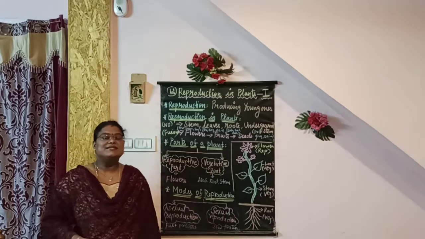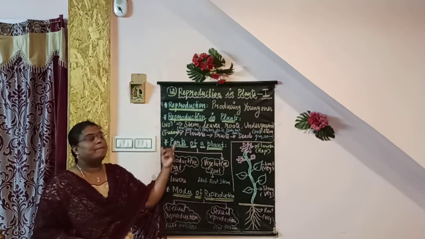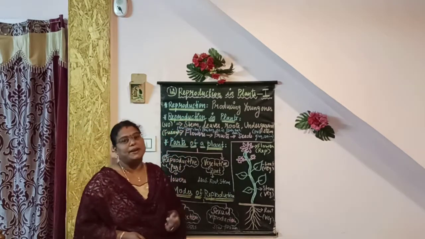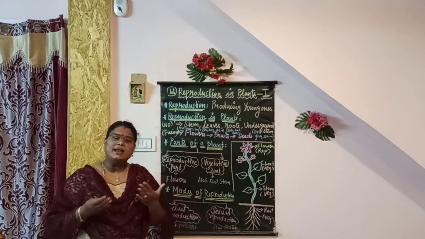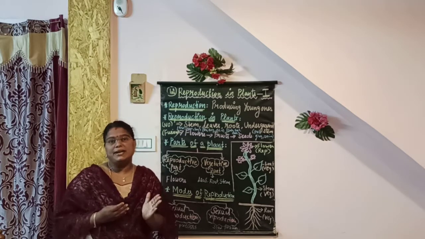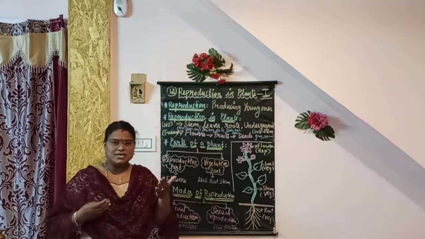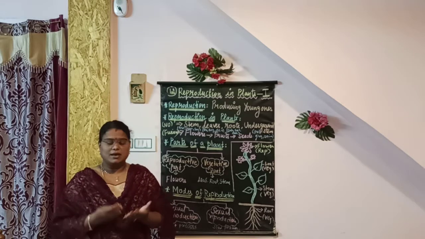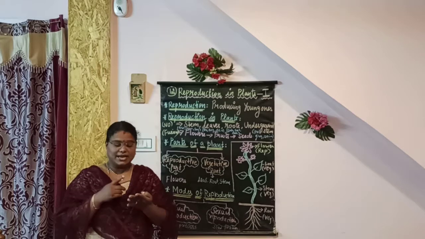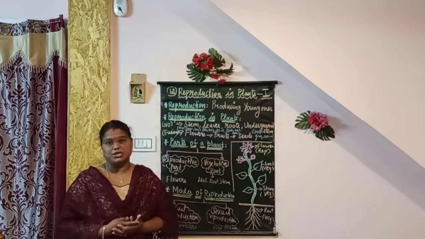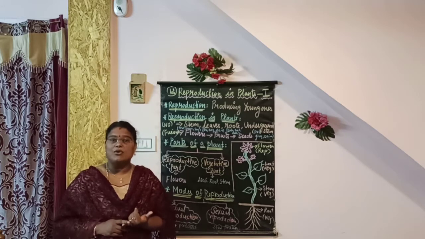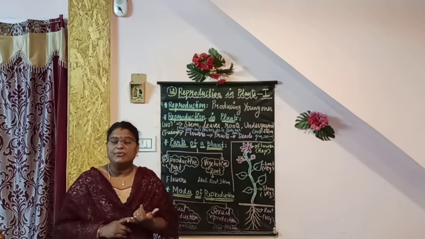Children, in this video we are going to see part 1, chapter 12, reproduction in plants. Children, there are many life processes which play an important role in maintaining life. We'll see some life processes: nutrition, respiration, transportation, excretion and reproduction. What is called nutrition? Nutrition is a process of obtaining energy from the food.